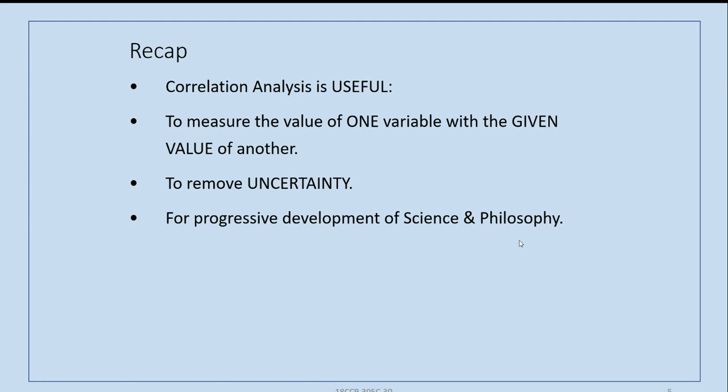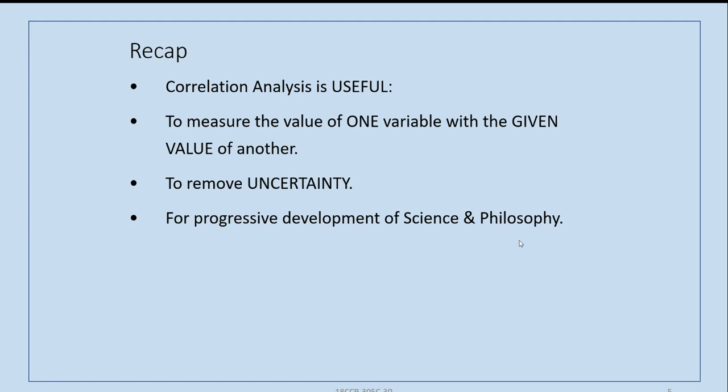Correlation is also used to remove the uncertainty. Uncertainty means whether it happens or not, we do not know. For example, I say it will rain today, but whether it will rain today or not, we cannot say. That is uncertainty. Such type of things this correlation will remove to some extent, because we can predict to some extent whether such a thing happens or not.